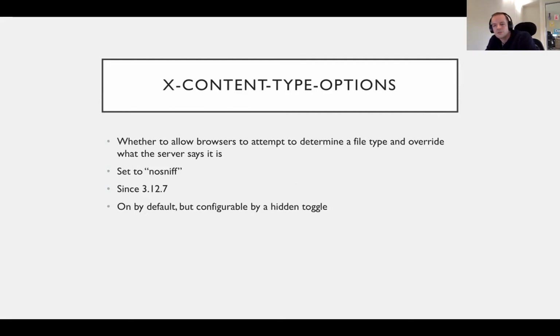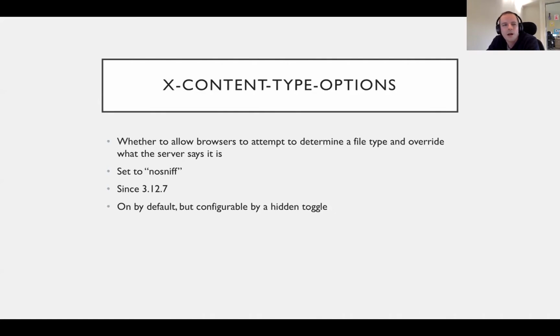Content type options. This one allows browsers to go, well, you sent that down as a JPEG, but it was actually some JavaScript, so I'm going to run it as JavaScript, which was a good idea in a high trust world when IE implemented it back in IE very low. But then we've realized that the world's not quite as high trust as we'd all like.